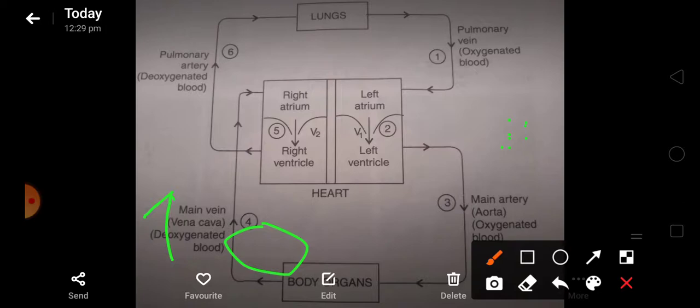maintain their body temperature. All the animals having the four-chamber heart have double blood circulation, in which the blood passes through the heart twice in one complete cycle of the body.